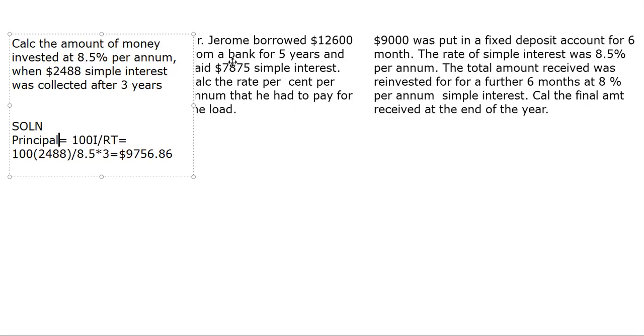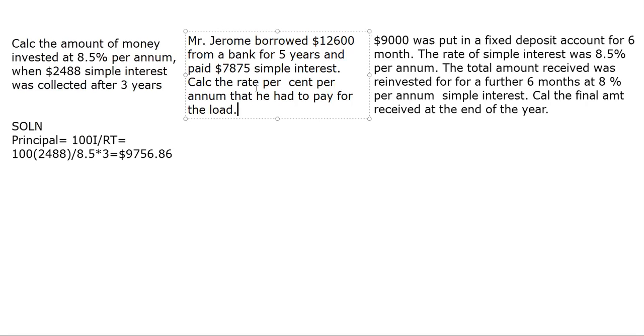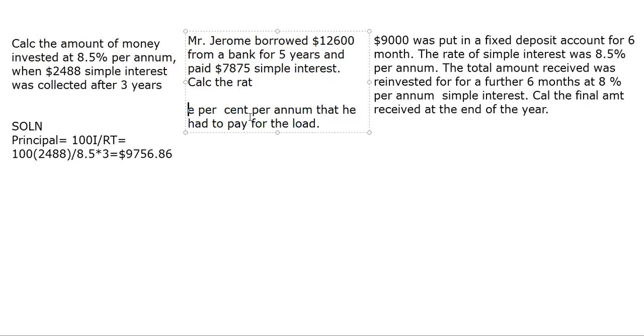So for the other question here, Mr. Jerome borrowed 12,600 from a bank for 5 years and paid $7,875 in simple interest. So we have his principal, we have his interest, and we have his time, they want us to work out the rate.